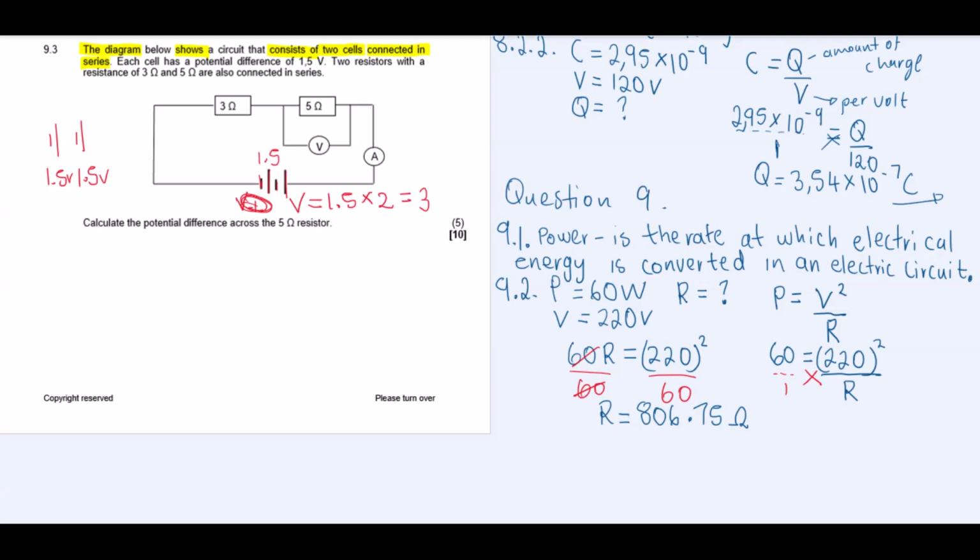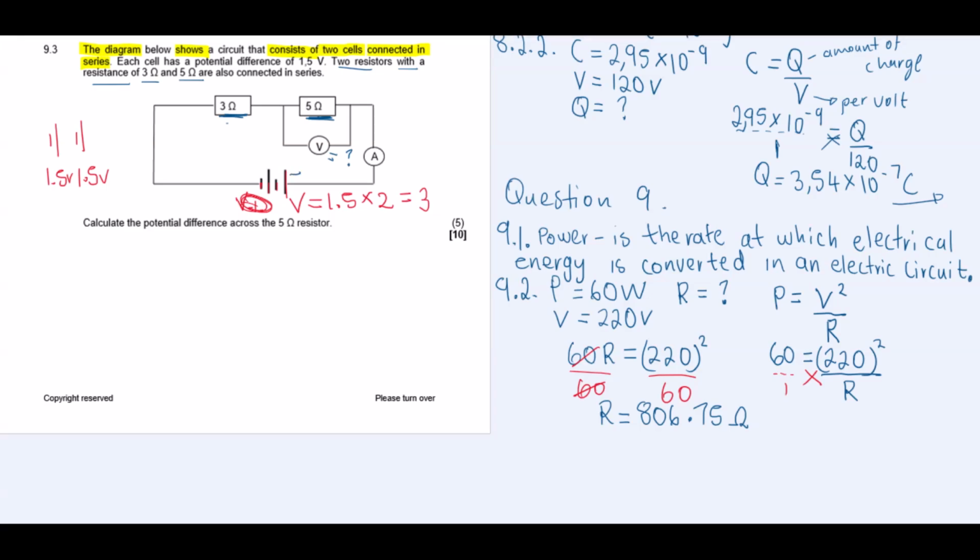So now the question was saying that each cell has that potential difference, and the 2 resistors, with resistances 3 and 5, are connected there. We can see the resistors here and there, and now they want us to calculate the voltage, or the potential difference, across the 5 ohm resistor, right?